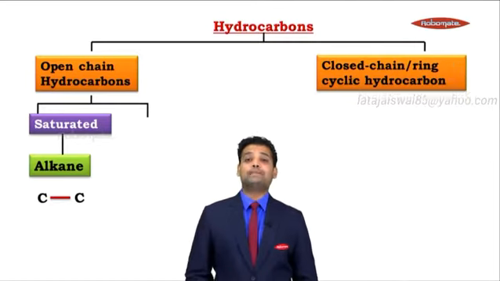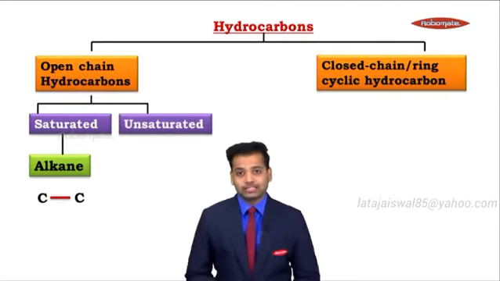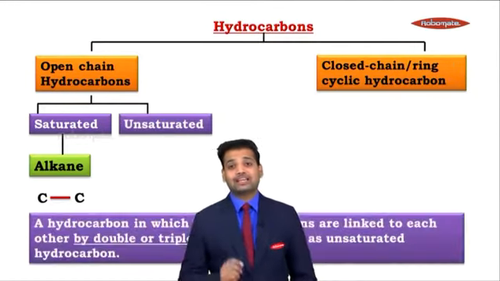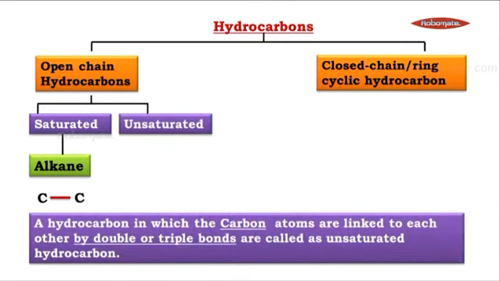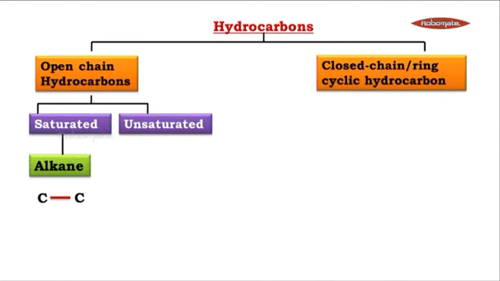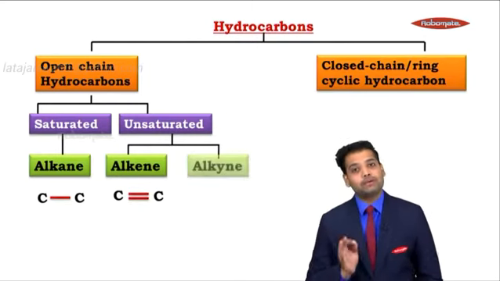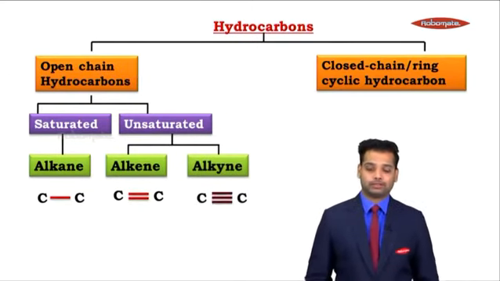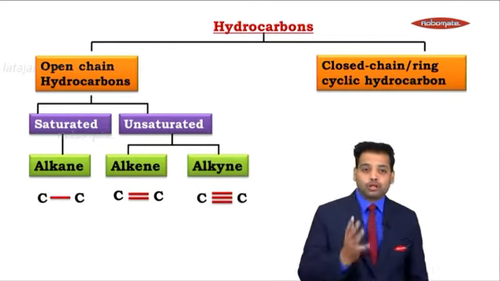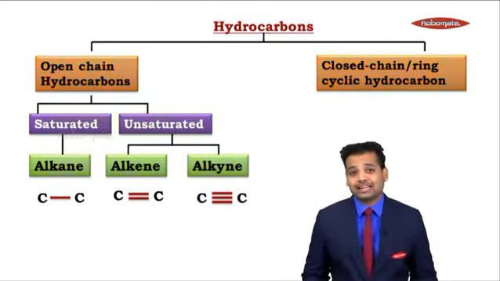Similarly, when I speak about unsaturated hydrocarbons, they are hydrocarbons containing not a single but a double or triple bond. So hydrocarbons in which the carbon atoms are linked to each other by double or triple bonds are called unsaturated hydrocarbons. And these unsaturated hydrocarbons, based on double and triple, are termed alkenes and alkynes, where alkene means a double bond between two carbons and alkyne means a triple bond between two carbons. So what are alkanes, what are alkenes, what are alkynes? They sound exactly the same.